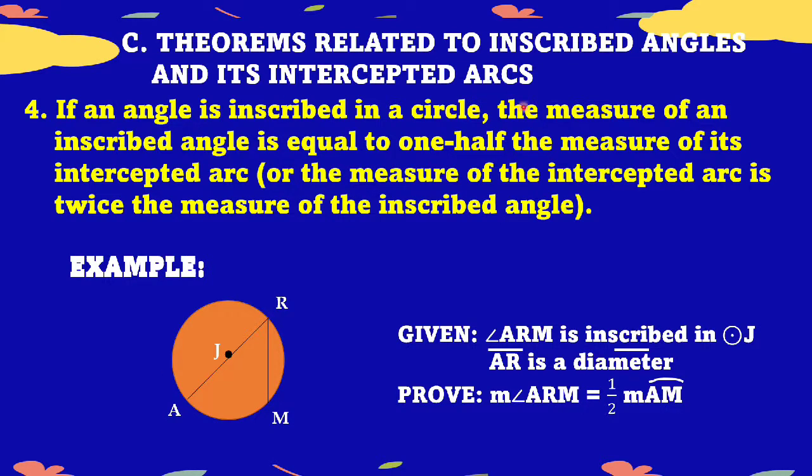If an angle is inscribed in a circle, the measure of an inscribed angle is equal to 1/2 the measure of its intercepted arc, or the measure of the intercepted arc is twice the measure of the inscribed angle. Suppose we have here circle J. Based on the given, angle ARM is inscribed in circle J. Segment AR is a diameter. Let us prove that the measure of angle ARM is equal to 1/2 of the measure of arc AM.